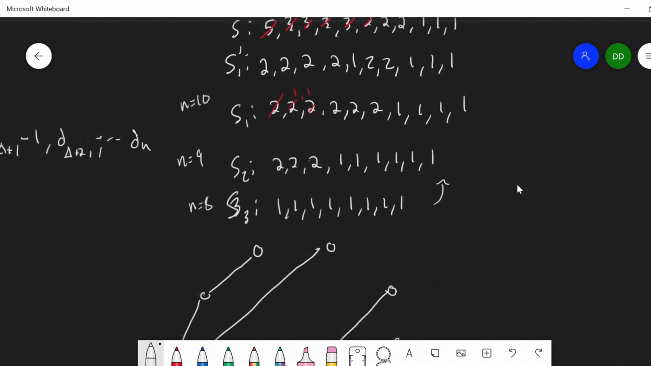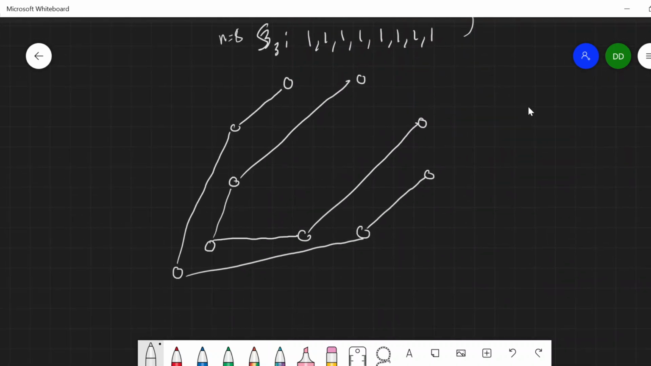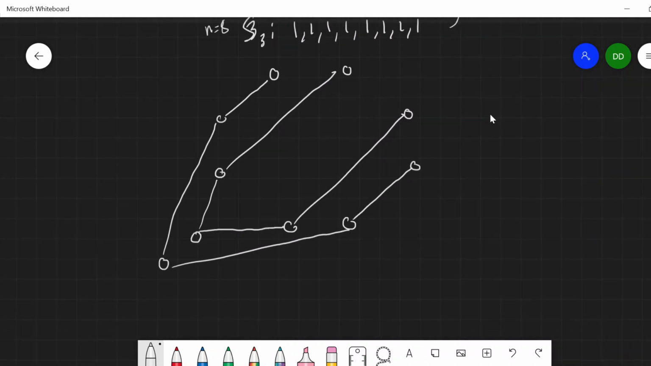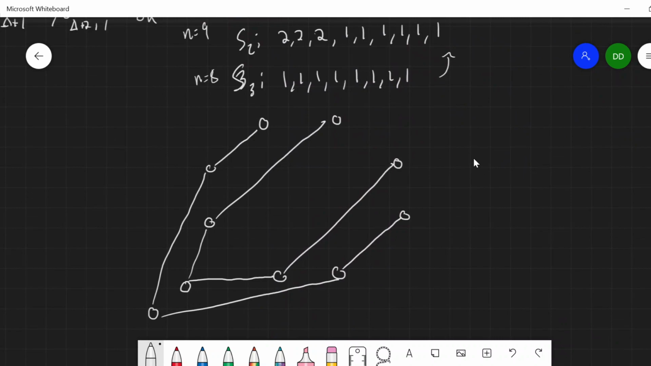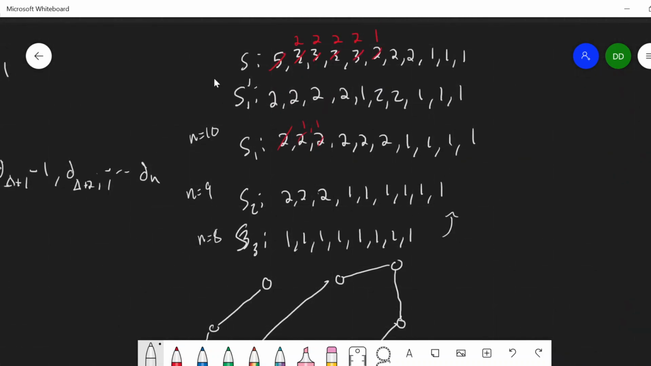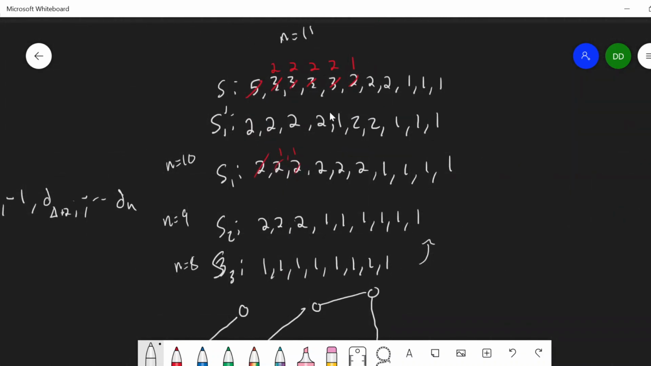And then where do I go from there? So I added 1, 2. I added another 2. Add another 2 to 2 other vertices of degree 1. So how about over here? Now we're up to what? N equals 11. Now we're up to this one. So we have something with S1 as the degree sequence. Or sorry, we're up to N equals 10. We have this S1 as the degree sequence.